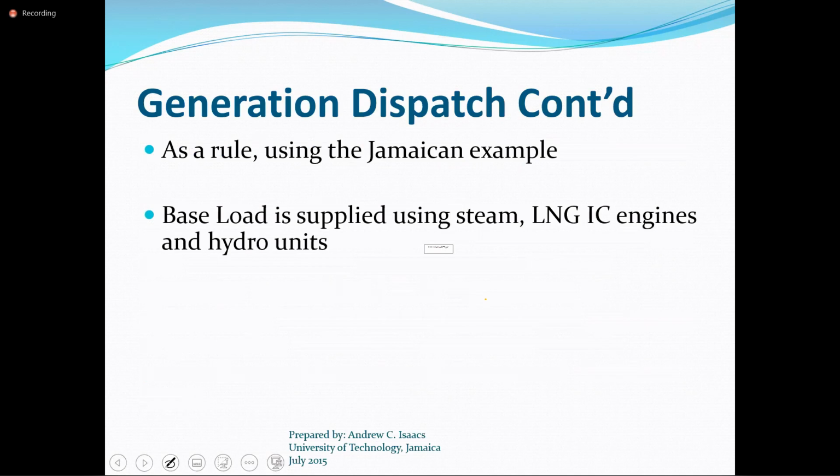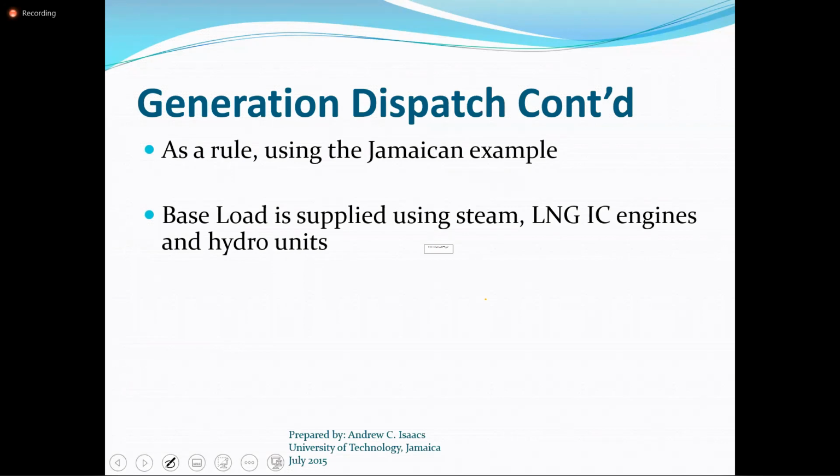So let us use as a rule, and now talking about unit commitment. Because remember, we want to put on the load, the generators at a particular time. Now, base load is supplied using steam. And the steam, as we know, can be produced using LNG or diesel. All right. So that's one option.